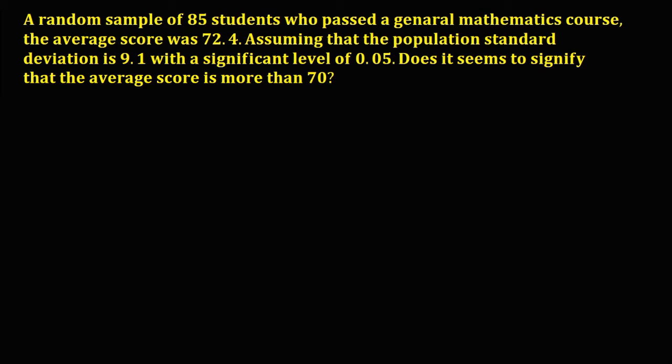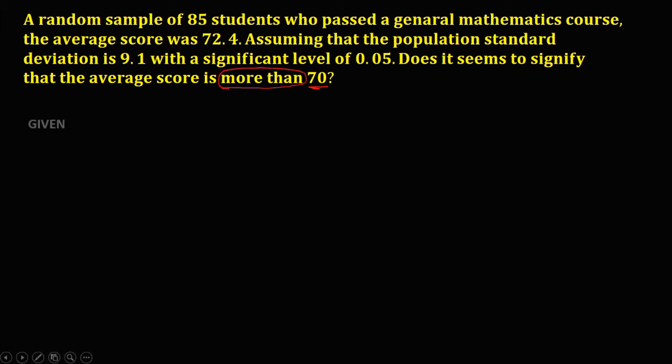And then for this problem, a random sample of 85 students who passed a general mathematics course, the average score was 72.4. Assuming that the population standard deviation is 9.1 with a significance level of 0.05. Thus, it seems to signify that the average score is more than 70. So this 70 is the hypothesis mean. Then we need to test that the average score is more than 70.